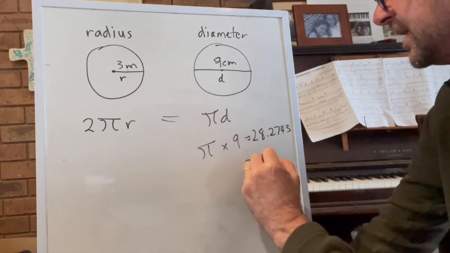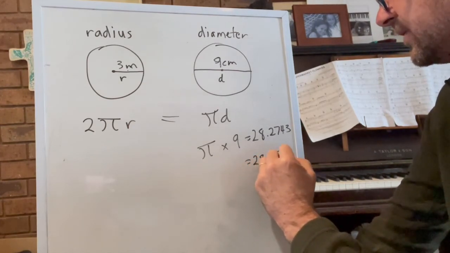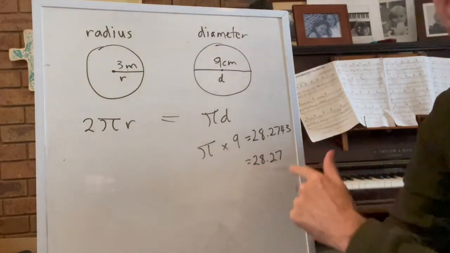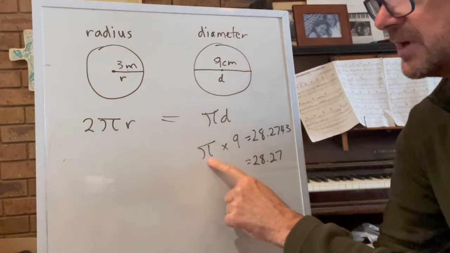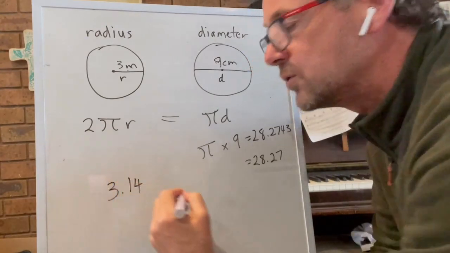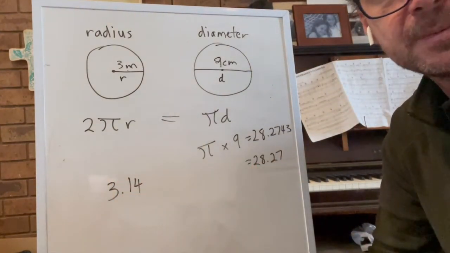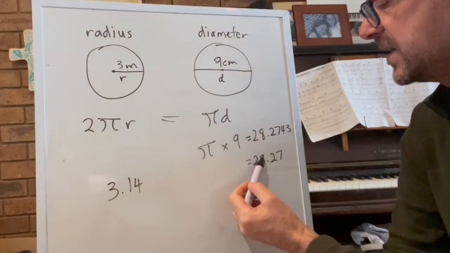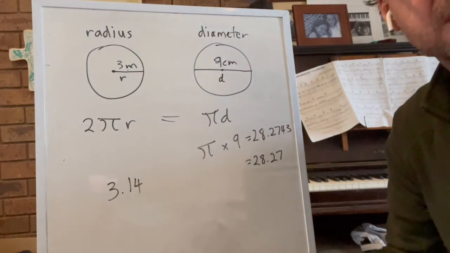So it's 28.27. Okay, now we can also check that the number's roughly the right size, because we know pi is approximately 3.14. Okay, once we sort of round it to 2 decimal places. So it's roughly 3 times 9. 3 times 9 is 27, and 28.27 is pretty close to 27.